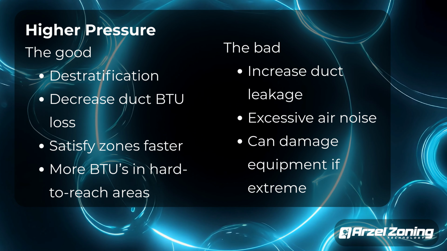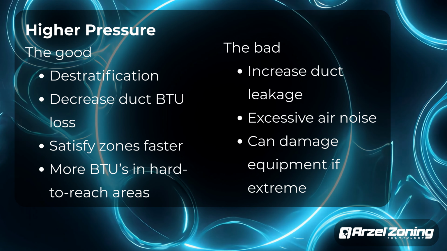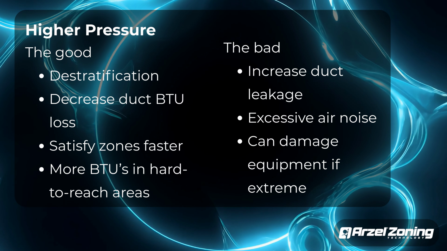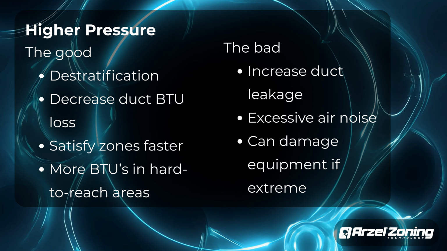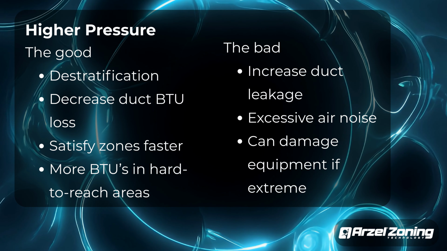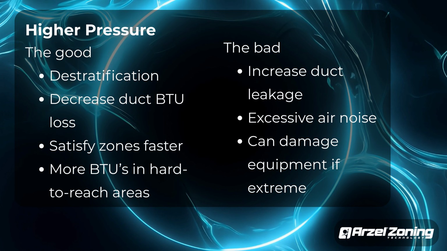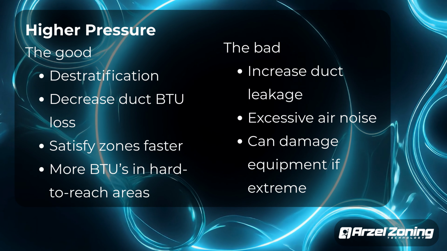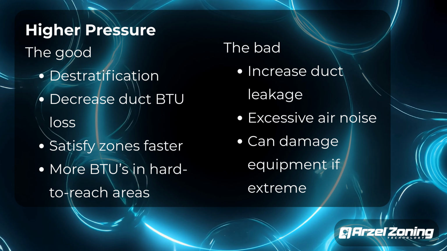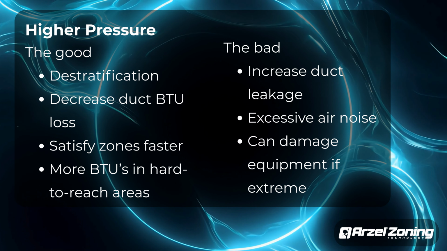Decreased BTU duct loss. So the longer it takes to get the air from your equipment to the area that is calling, the more BTU loss you're going to have. The faster we get it there, the more BTUs you're going to retain and actually deliver to the area that you want. You're going to satisfy the zones quicker, and then you're going to get more BTUs into those hard-to-reach areas.